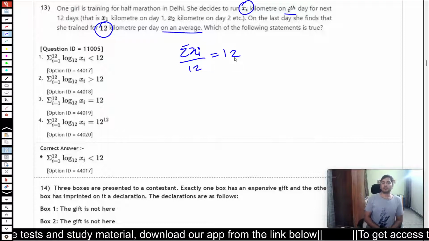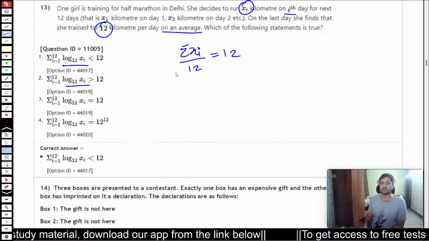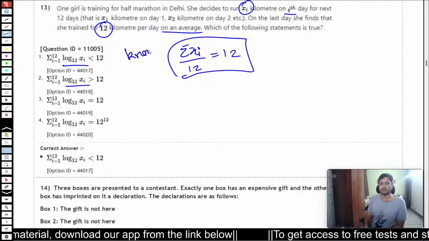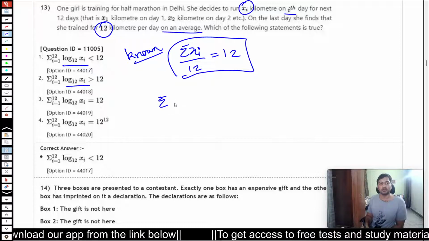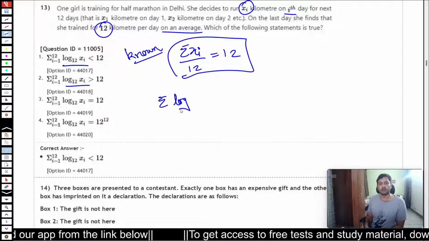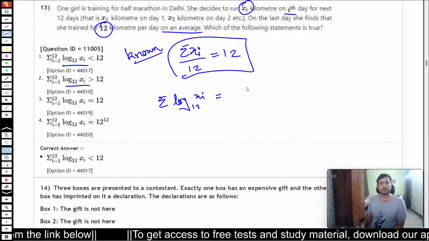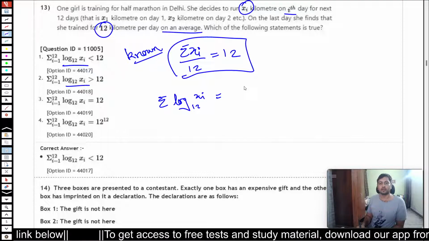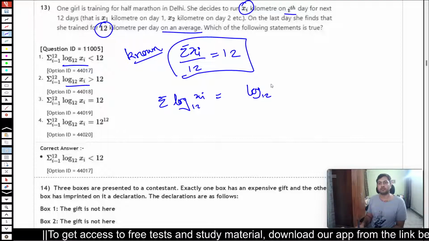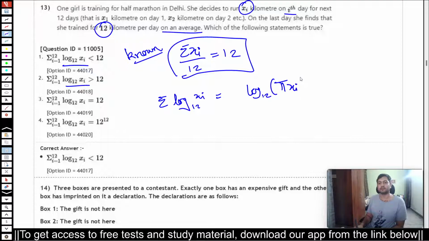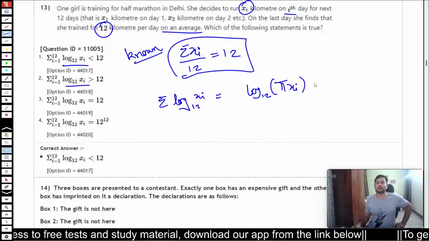Now, what I have been asked is related to summation log x_i. So this is something which I know. Now what I want to comment on is summation log x_i to the base 12, which is basically log to the base 12 of pi x_i, the multiplication of all x_i numbers.